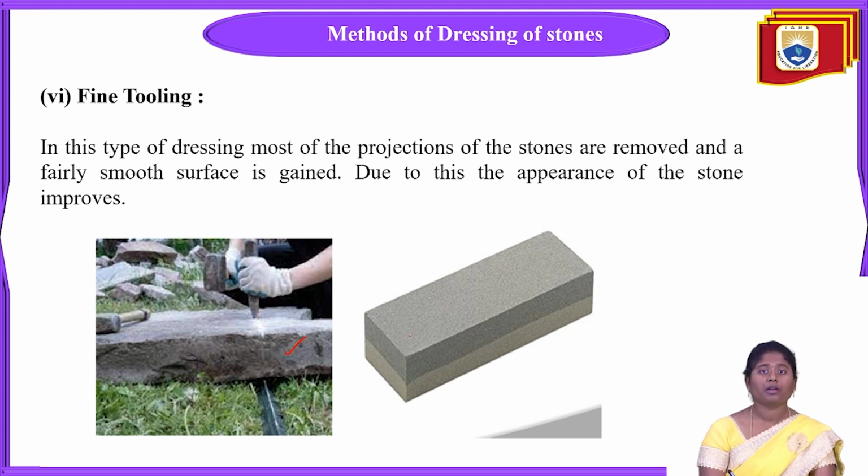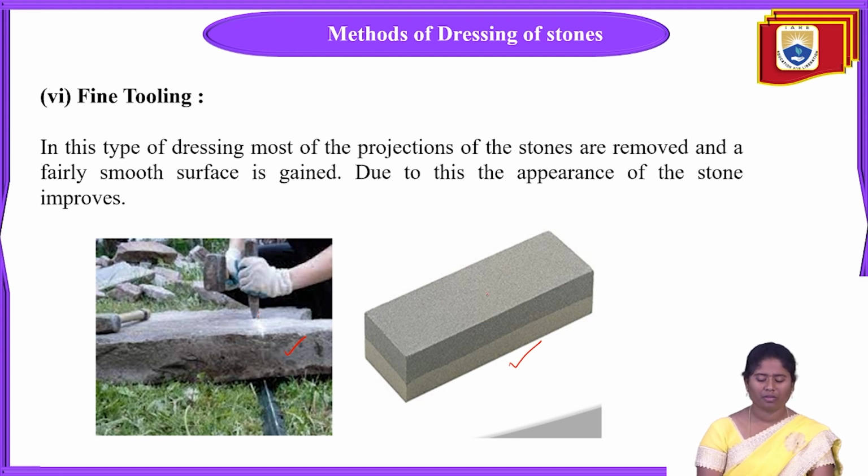And the texture of that stone will be a smooth surface only. That is called fine tooling. In the second picture, you can see overall that the rock texture will be a smooth surface only. Why? Because the stone is made without any projections or irregular edges, and after polishing, a smooth surface is given. Due to this, the appearance of the stone improves.